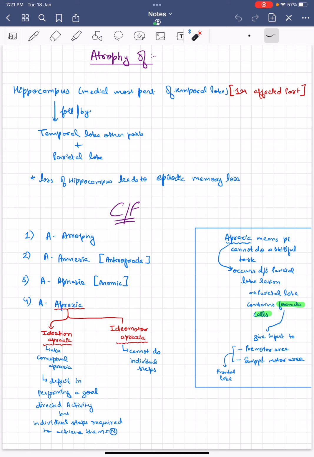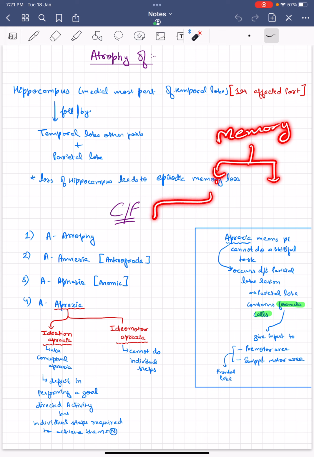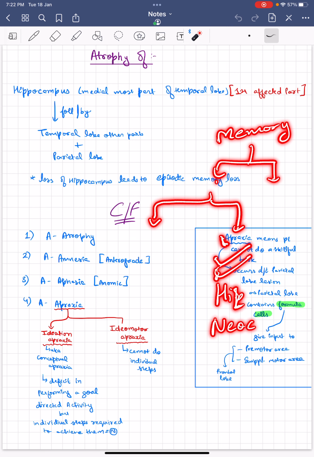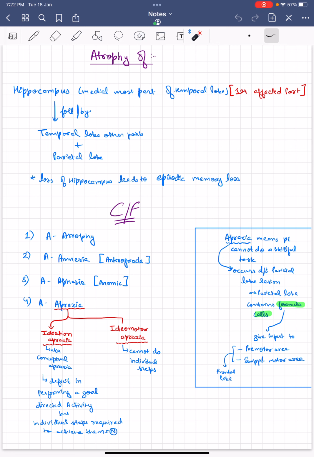As I remember, memory can be declarative or non-declarative. Declarative memory is further of two types: semantic and episodic. So episodic memory is lost here because episodic memory is stored in the hippocampus and the neocortex, right? I believe the facts are stored in the neocortex. We'll have to see it again. We'll see it later on.